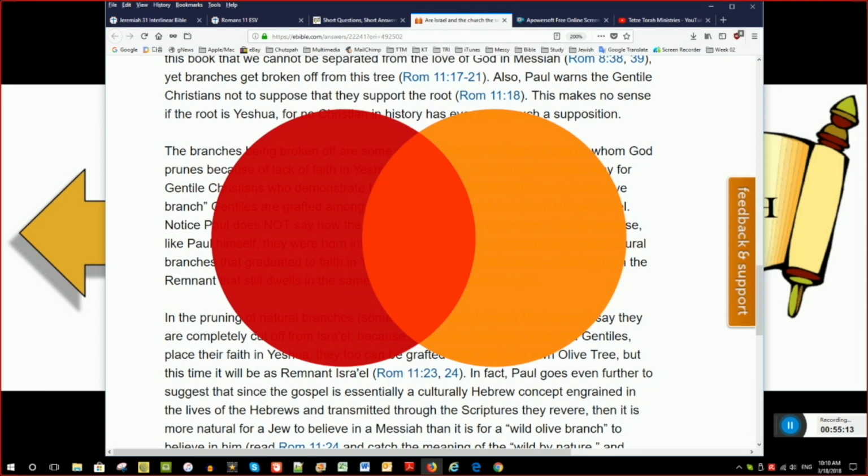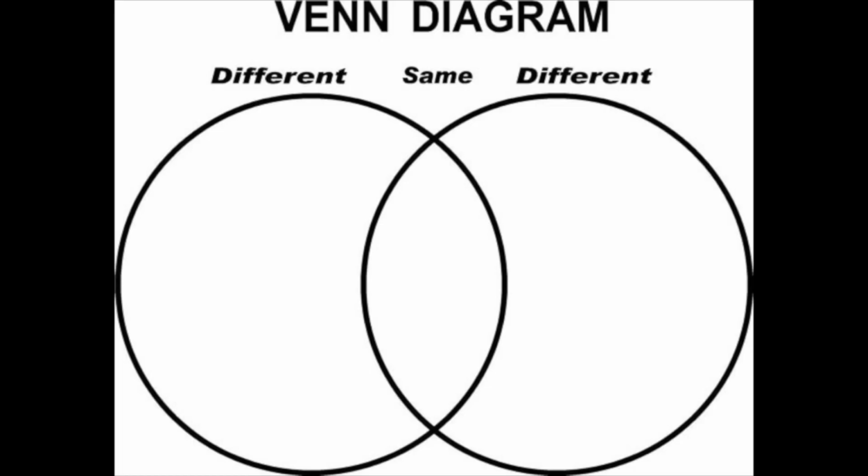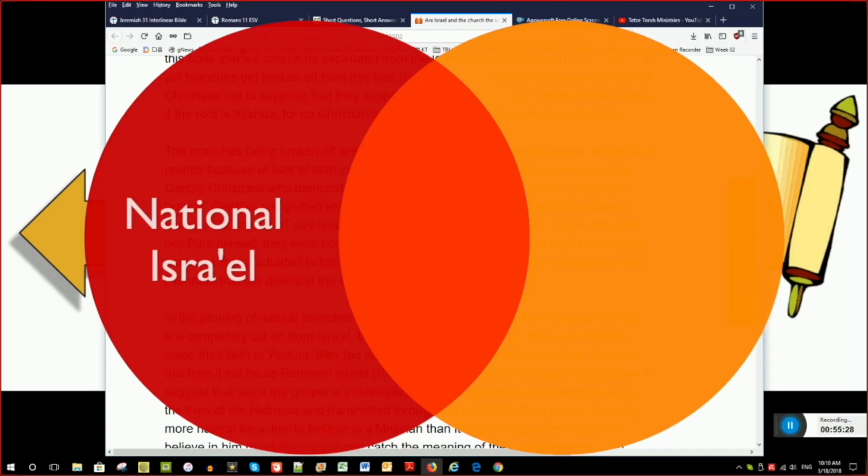Just like in the MasterCard logo, we got a red circle on the left and a kind of mustard colored circle on the right, and when you overlap them, that little orange slice in the middle becomes the overlapping section. That's a Venn diagram. Using that analogy, we could put national Israel on the left side, that left circle, and on the right circle we could fill in the term Gentile nations. So two nations are being described in my little Venn diagram. Left circle, Israel. Right circle, Gentile nations.